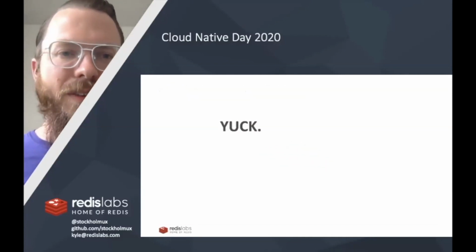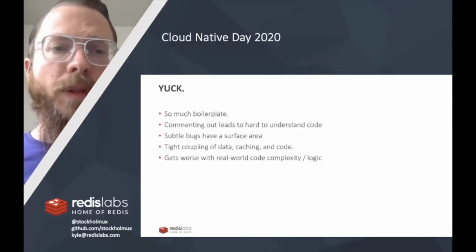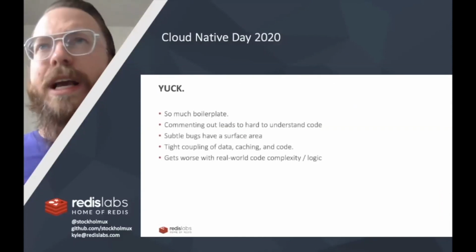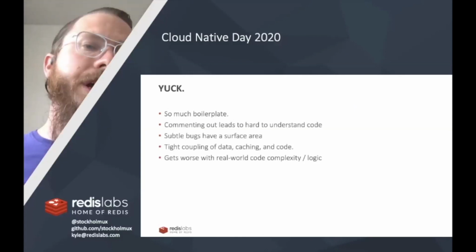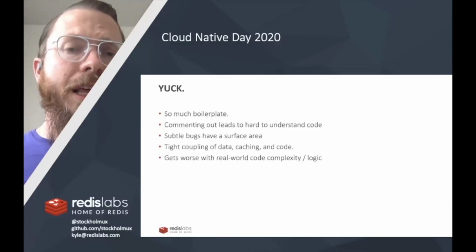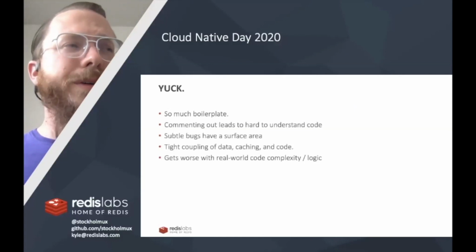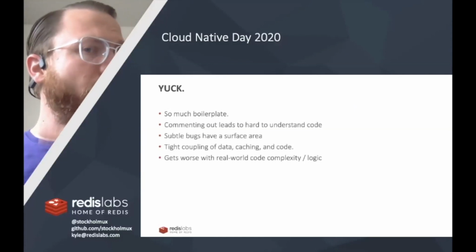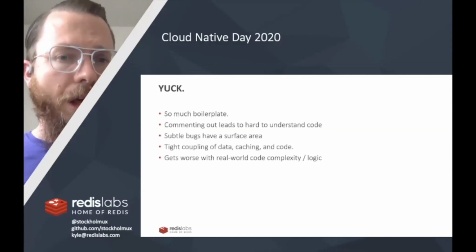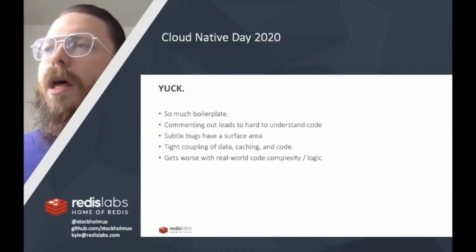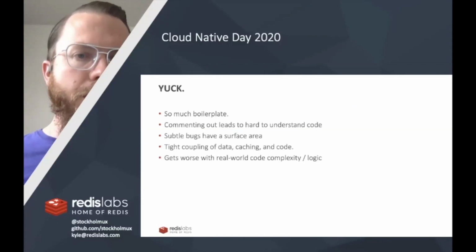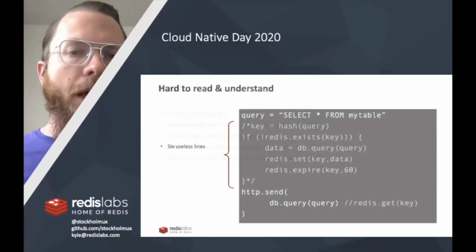There's a few reasons. One, it creates a ton of boilerplate. Two, you're commenting out stuff that's not code, which makes it hard to understand. Three, you're introducing subtle bugs into the code. Four, you're doing a lot of tight coupling, and then the real world of all this logic gets complicated, which we'll explore a little bit later. So let's dive into these each by themselves.